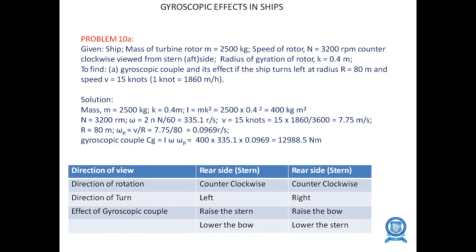With the given values, substitute to find C, the gyroscopic couple, equal to I omega omega p. I value we know, omega is 2 pi n by 60, omega p is v by r. Substituting the values, we get 12,988 Newton meter. After finding the values, draw a tabular column and mention the direction of rotation, direction of turn and the effect of the gyroscopic couple.